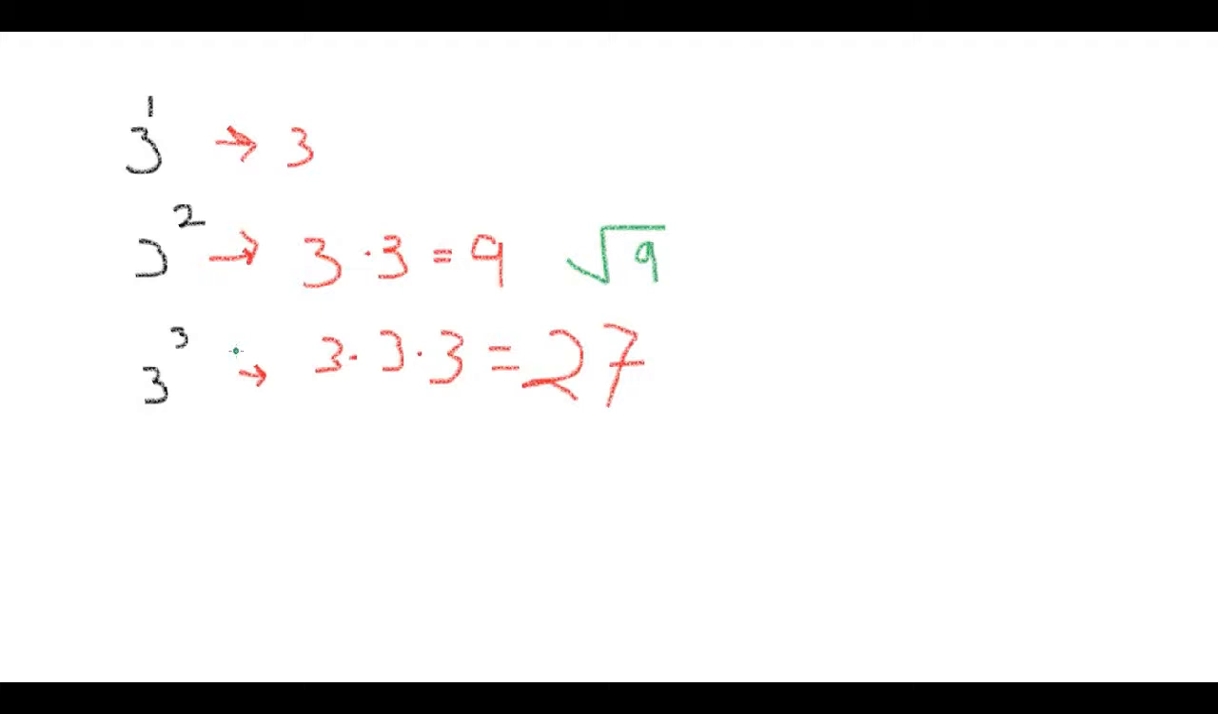27. Now, just for the fun of it, let's also write the square root for that. So we know the square root of this would be 3, and we know that the cube root of this would be 3. I'm sorry, I forgot to put my 3 in there. So as you can see.